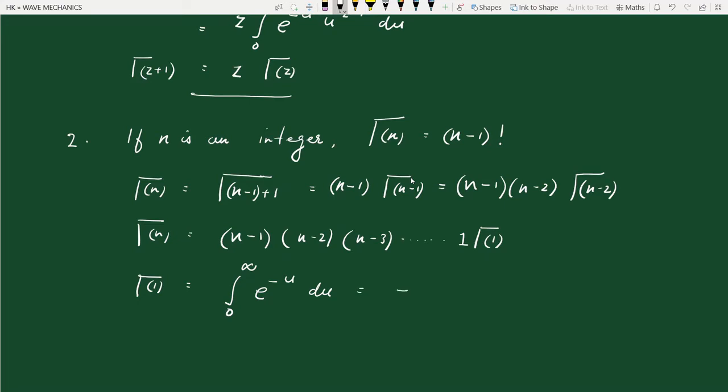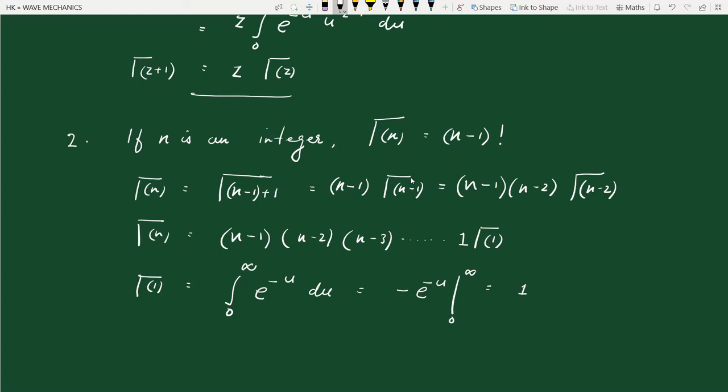The integral of e raised to minus u is minus e raised to minus u from 0 to infinity. E raised to minus infinity goes to 0, and minus e raised to 0 is minus 1, so there is a minus of minus, which is plus 1. So gamma 1 is 1.